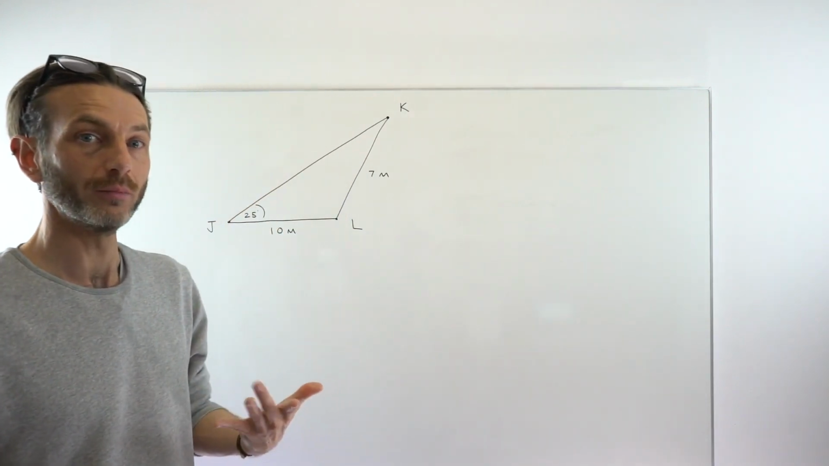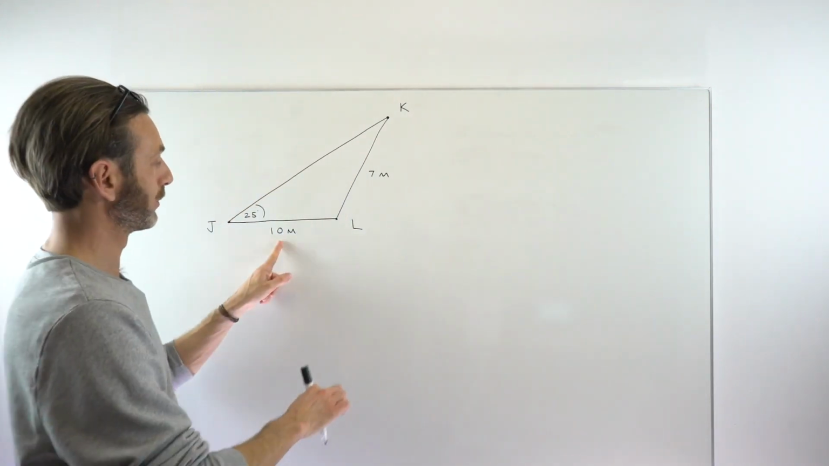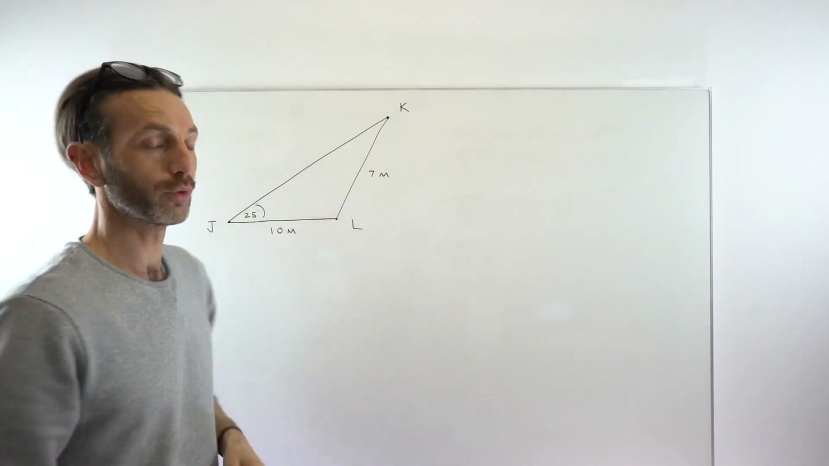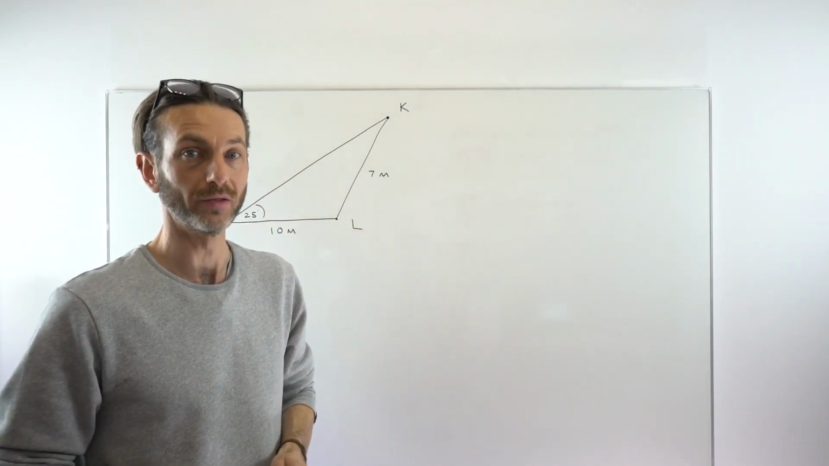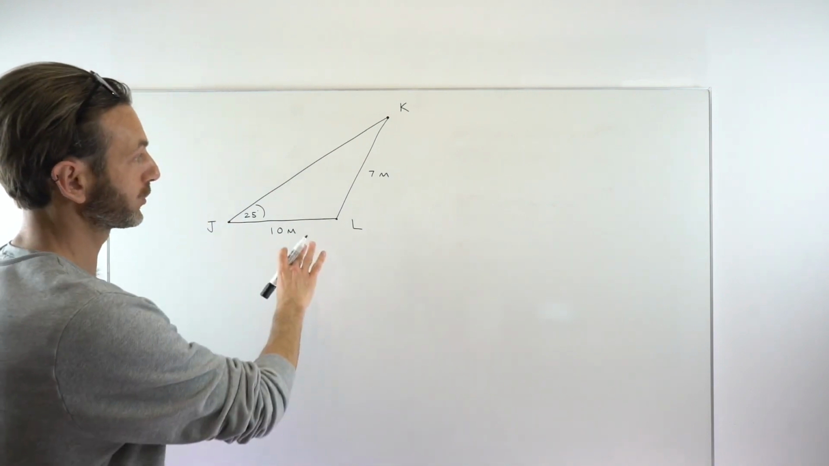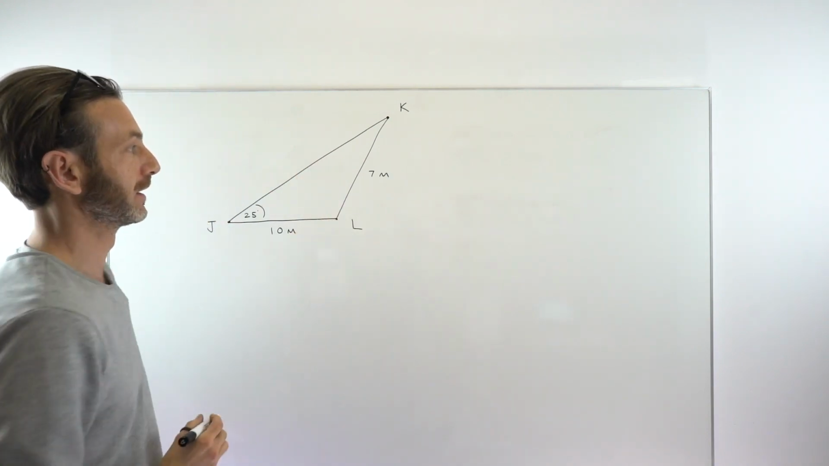The question then becomes, which of those rules are we going to use? So we've only got 2 side lengths. If we were to try and use the cosine rule for finding an angle, we need all 3 side lengths according to the formula sheet. So cosine rule goes out the window, meaning it has to be the sine rule.